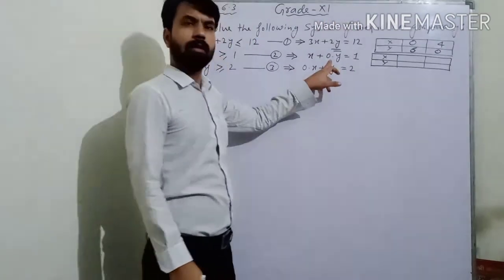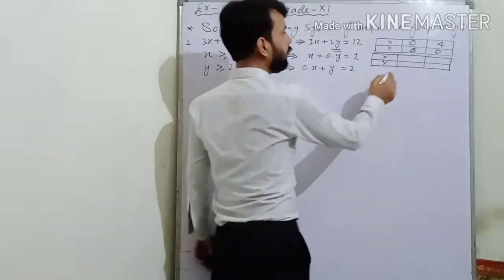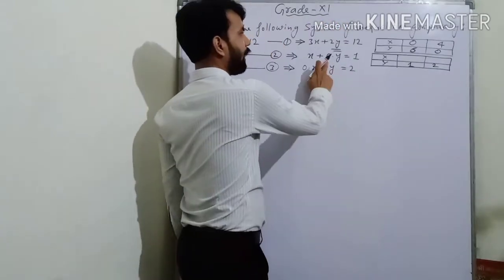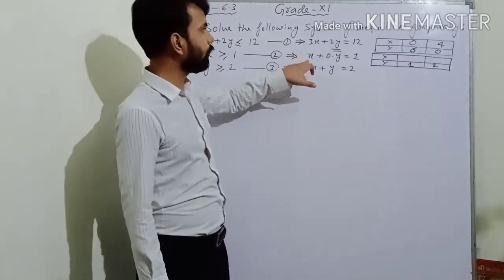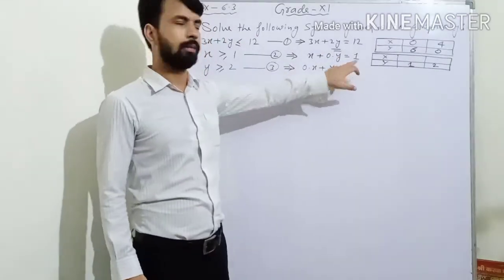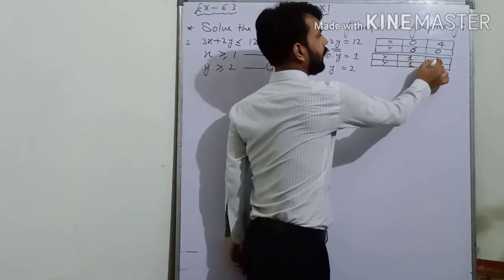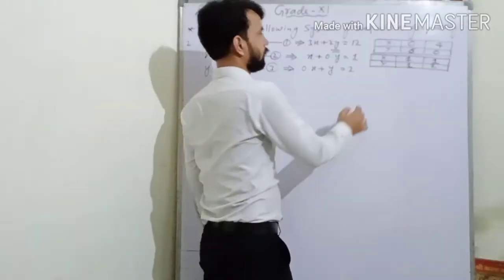Here y is missing, so we will have to take different values of y. I am taking y equals 1 or y equals 2. Whatever the value of y here, the value of x will remain the same, that is 1. So if y is 1, then x is 1, or if y is 2, then x is also 1.